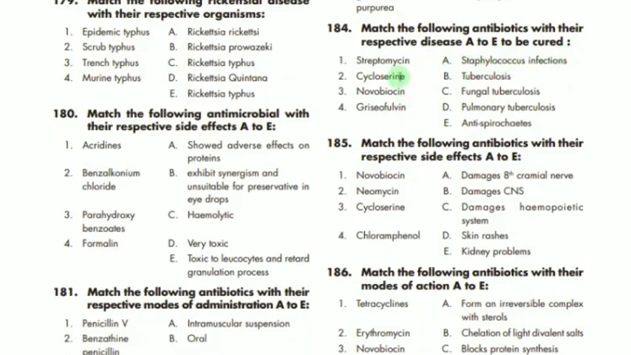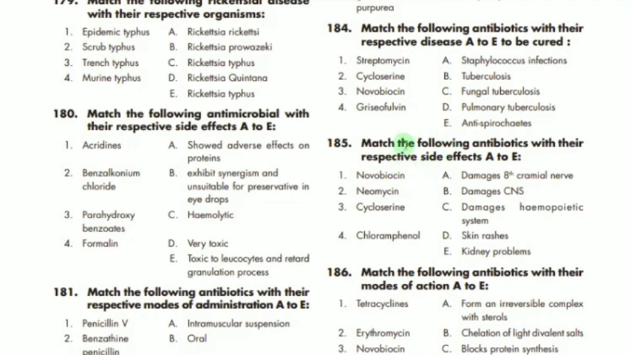Then we have the 184th MCQ, which says match the following antibiotic with their respective disease, A to E. The first antibiotic is streptomycin. Streptomycin is usually used for tuberculosis. Cycloserine, we mostly use it for the anti-spirochetes. Then we have novobiocin. That is mostly used for streptococcal infection. We have griseofulvin. Obviously griseofulvin is used for fungal infection. C is the correct option for 4.